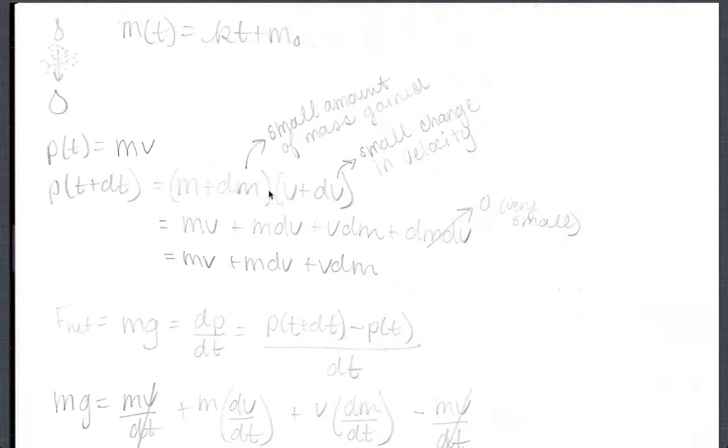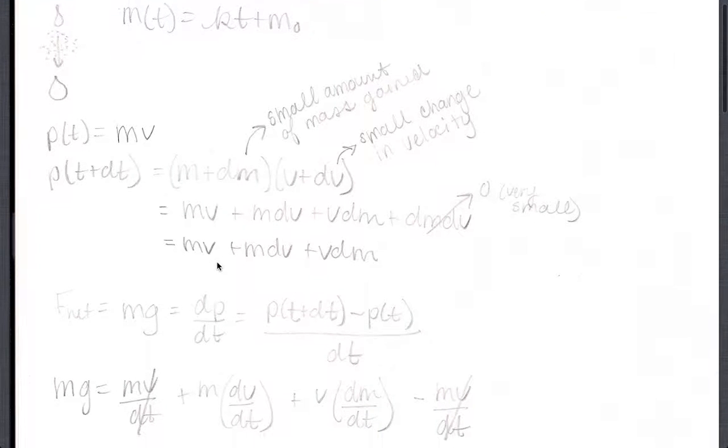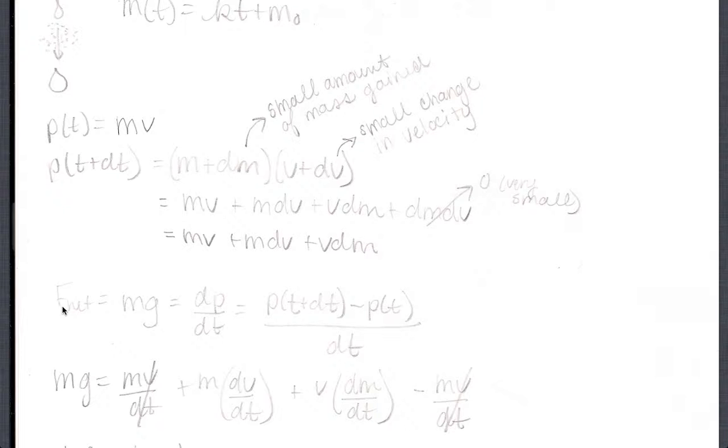And then foiling that out, I get these terms, and this dm dv is so small we can just neglect it and call it 0. So I get p at time t plus dp is this equation. And then, we know that the net force is equal to the change in momentum over the change in time. And then since the raindrop is falling towards the earth, you have the force of gravity acting on it. So m times g equals dp dt.